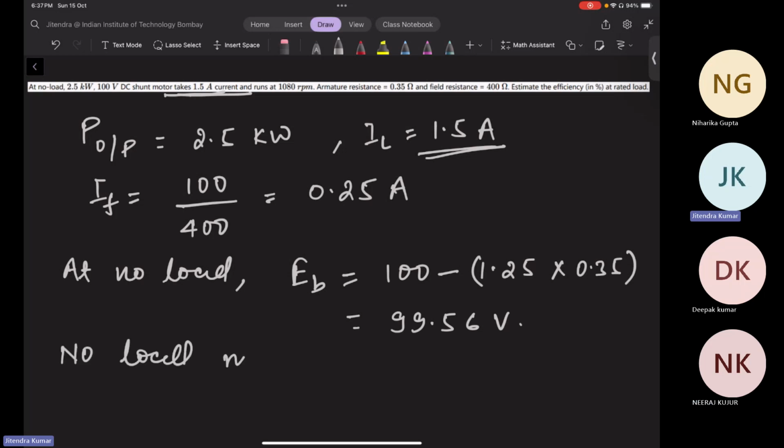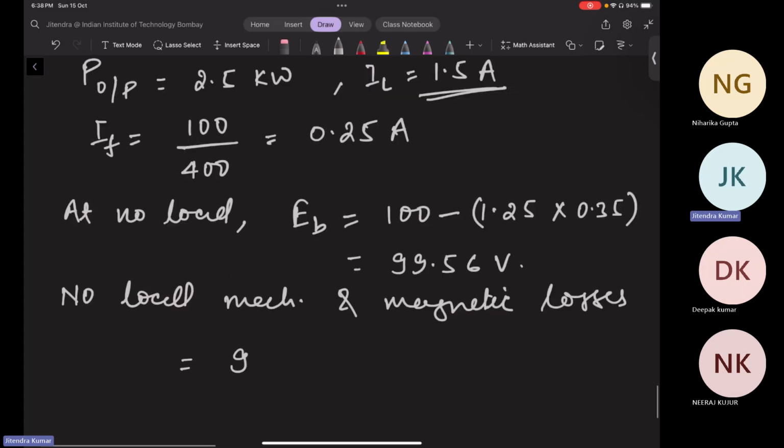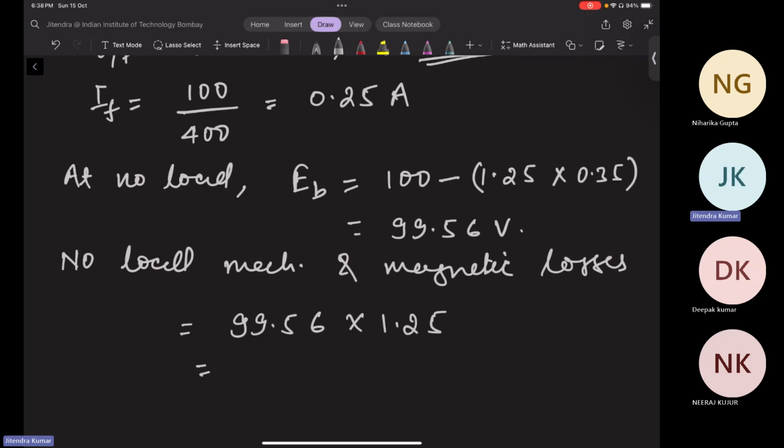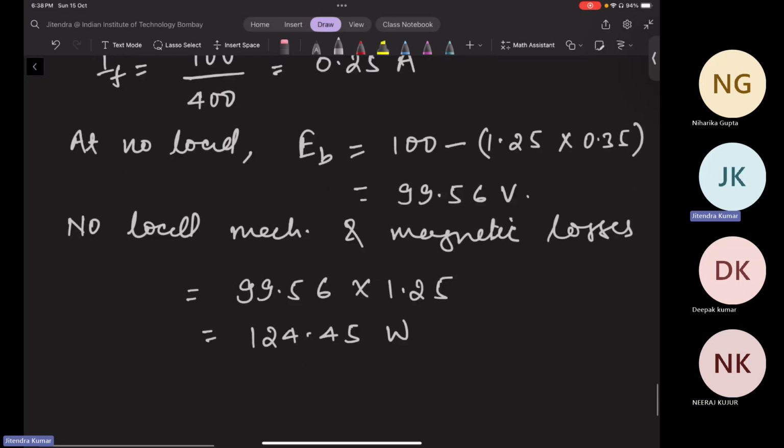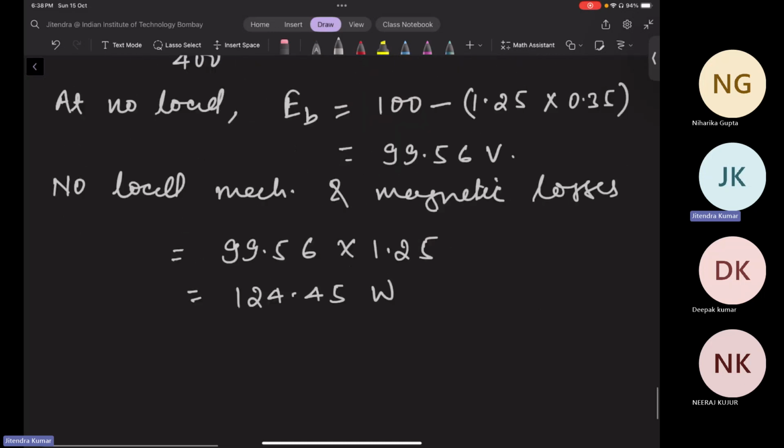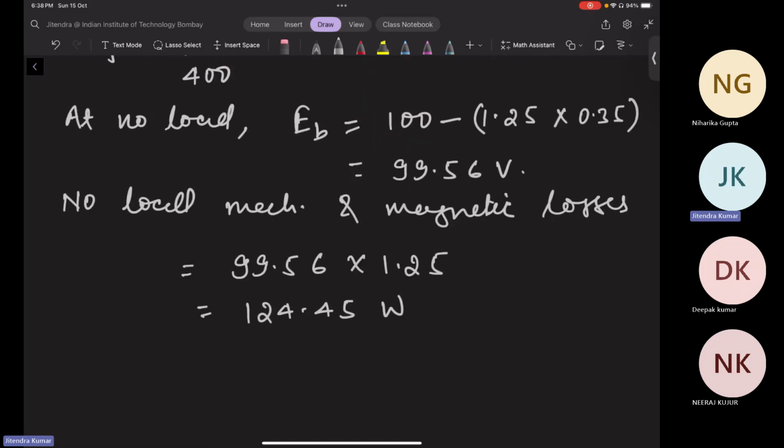So no load mechanical and magnetic losses will be equal to how much? 99.56 into 1.25. So it will give us the value, which is 124.45 watts. Okay. So we are done with no load rotational and magnetic losses.